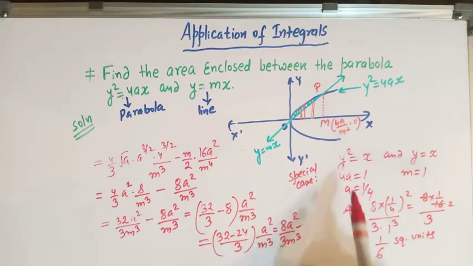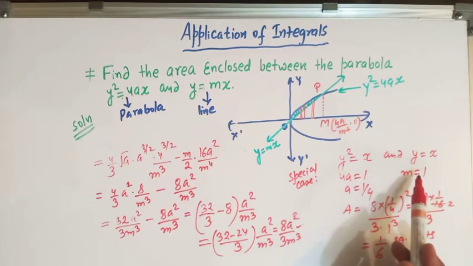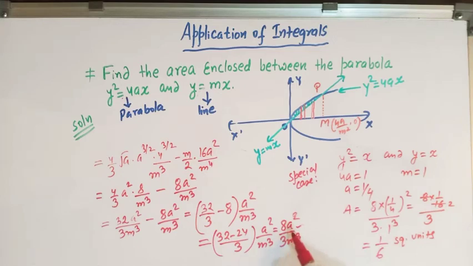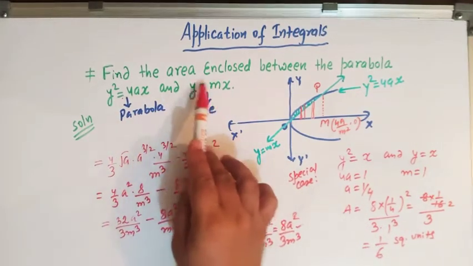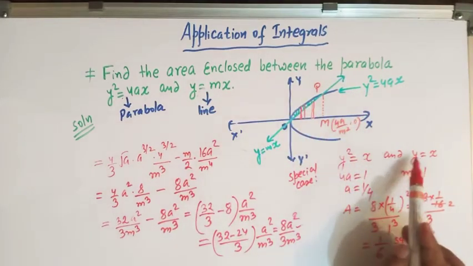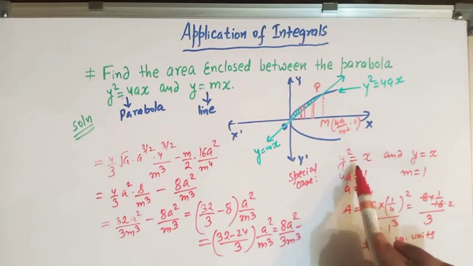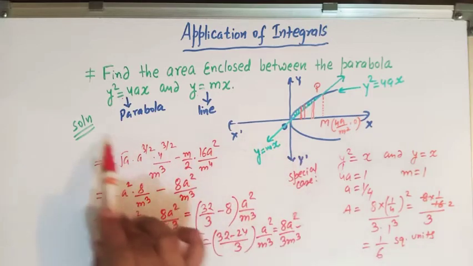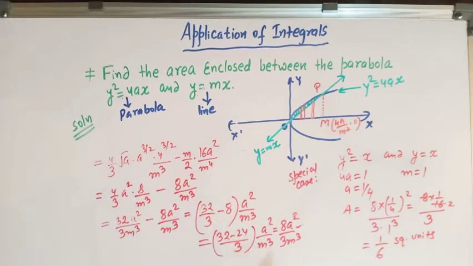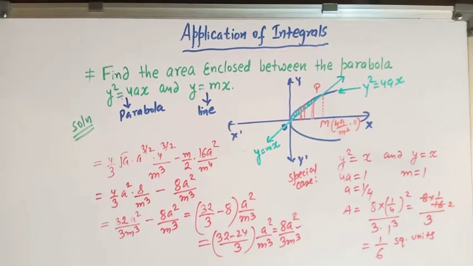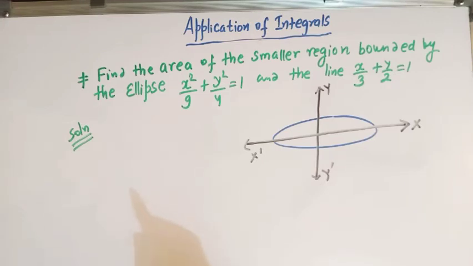But here we have substituted directly the values of a and m in this result. But if we are asked to find the area enclosed between these two parabola and the line, then we will follow all these steps, right? Now viewers, let us take one more problem.